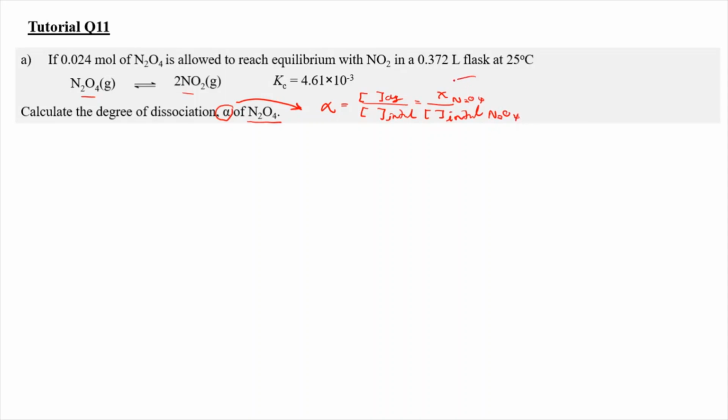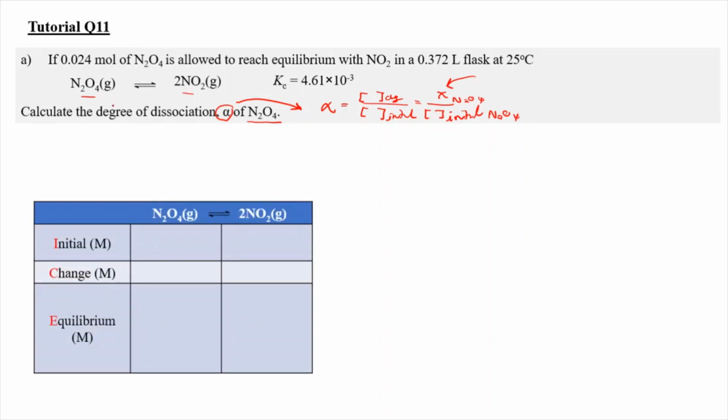In order to find the x here, which is the change, we need to use the ICE table. For the ICE table, we need to write back the equation given, which is N2O4 gas converted to NO2 gas, and we have the ICE here, which refers to initial, change, and equilibrium, and we're going to focus on the concentration in molar here.